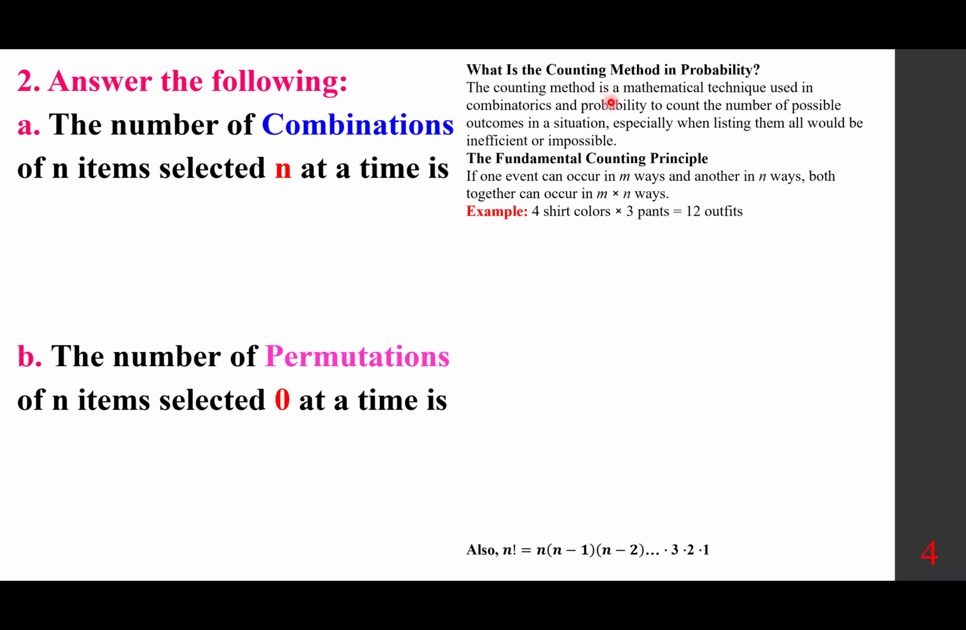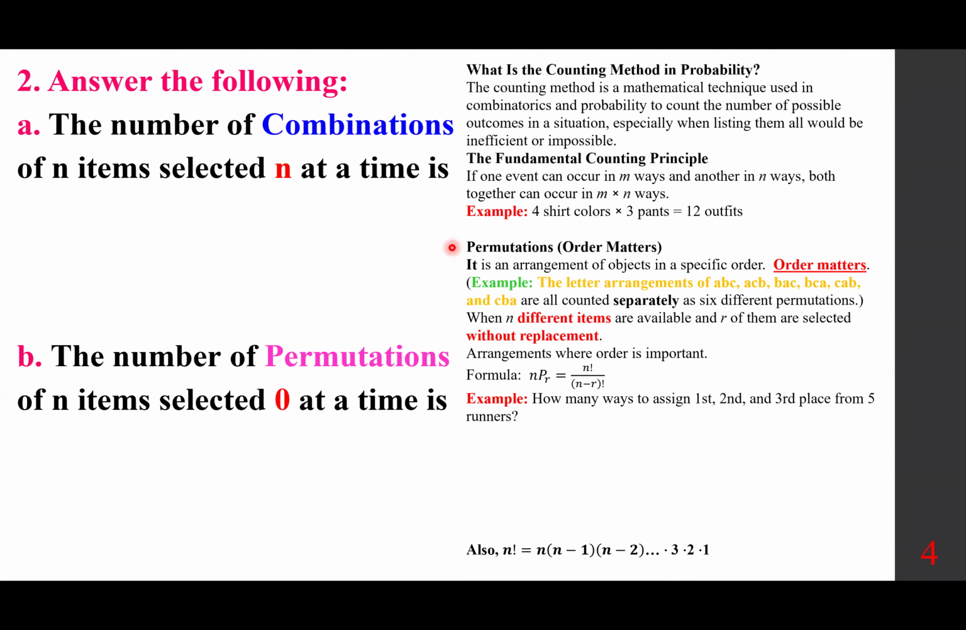The counting method is a mathematical technique used in combinatorics and probability to count the number of possible outcomes in a situation, especially when listing them all would be inefficient or impossible. The fundamental counting principle indicates if one event can occur in m ways and another one in n ways, both together can occur in m by n ways. Example, you have 4 shirt colors, 3 pants, 4 times 3, you have 12 outfits.